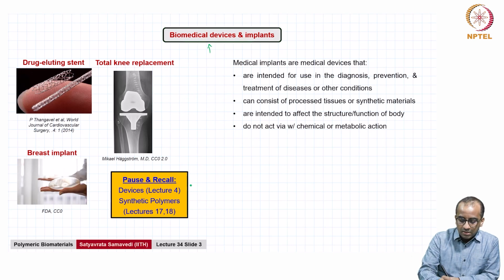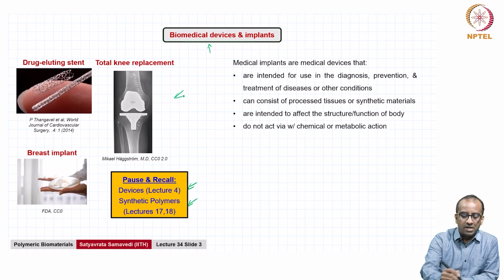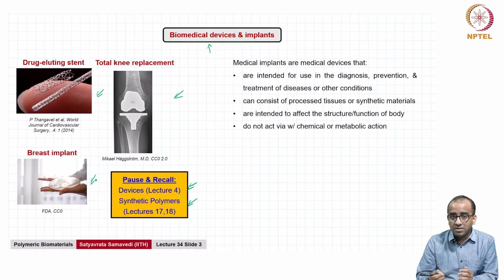and this would be a good time to pause and recall that we have already seen an entire lecture, lecture number 4, connected to devices. This was biomaterials from a device perspective in one of the early lectures in this course. And we have also looked quite a bit at the use of synthetic polymers, which is what is shown here on the slide as examples. The use of synthetic polymers in such devices we have dealt with in great detail in lectures 17 and 18. And shown here are just 3 examples of that.